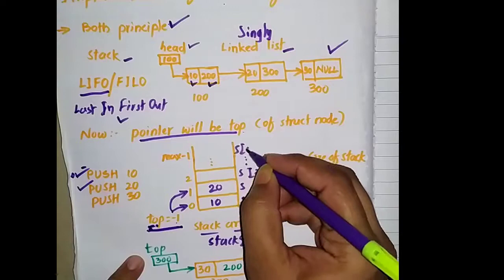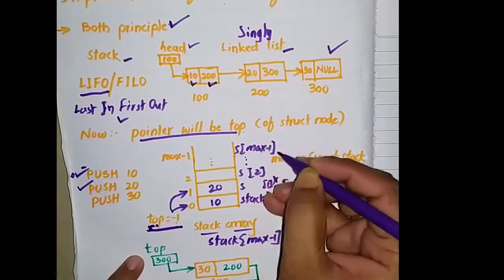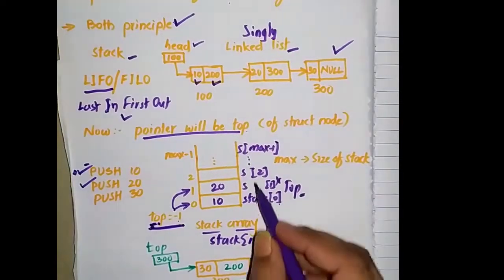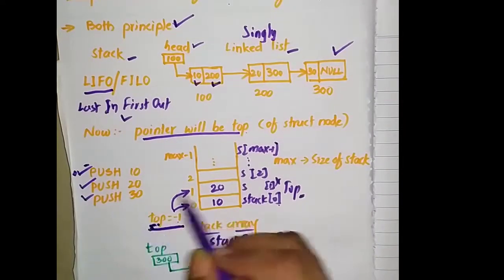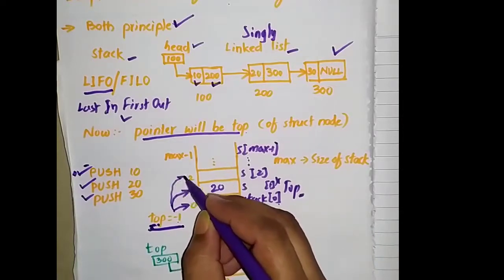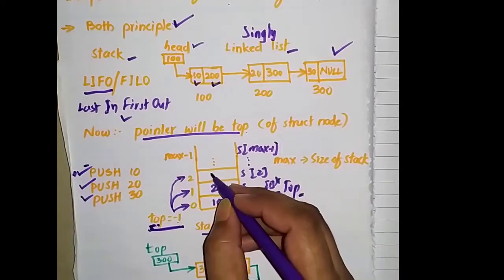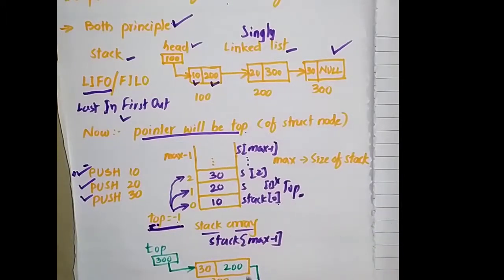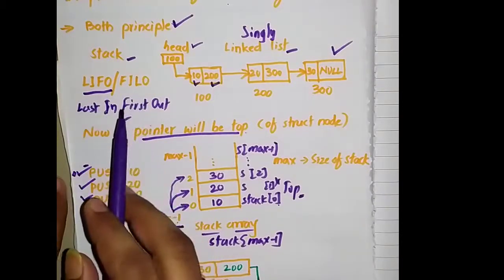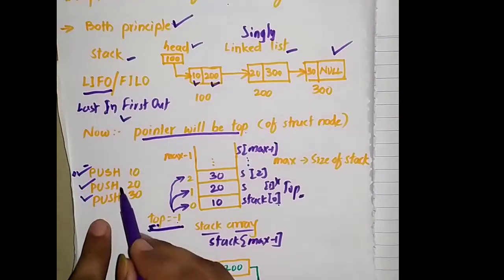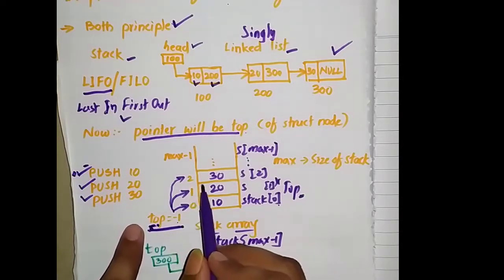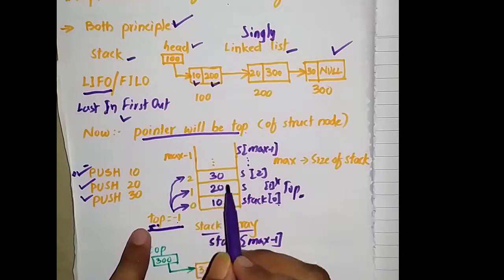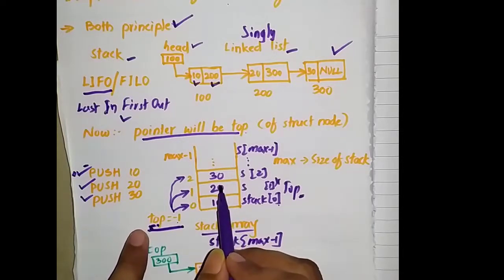This is stack of max minus 1th location. So this is how the array is built. Next, I am pushing one more data, that is push 30. Again the top is incremented, and then the data is pushed onto the stack. So with this we have a basic understanding that the stack is last in first out. Whatever data I want to push, at that time the top index will be pointing to that particular location wherein the last data has been inserted onto the stack.